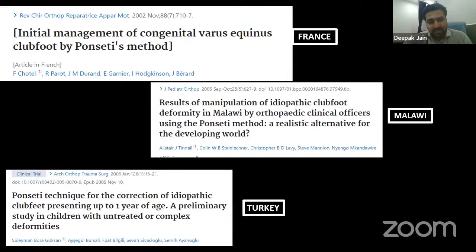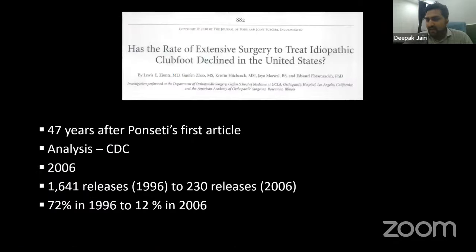Then papers from different parts of the world started coming along, from Asia, Africa, and then everyone started using Ponseti's method. There was a survey done 47 years after the first article, an analysis done by the CDC, and it was found that the number of surgical releases drastically decreased from 1641 releases in 1996 to 230 releases in 2006. So the surgical method came down from 72% to 12% in 2006.